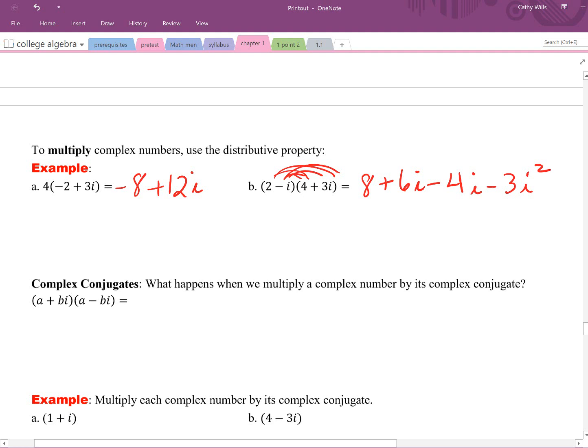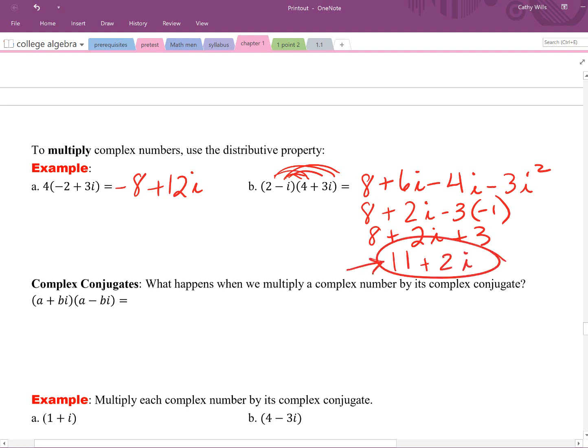All right, so you have your real part here. You have 6i minus 4i, which is 2i. And then you have this negative 3i squared. Now, what is i squared? i squared is negative 1. So negative 3 times negative 1 is what you've got right there. So 8 plus 2i plus 3. So your final answer will be 11 plus 2i.